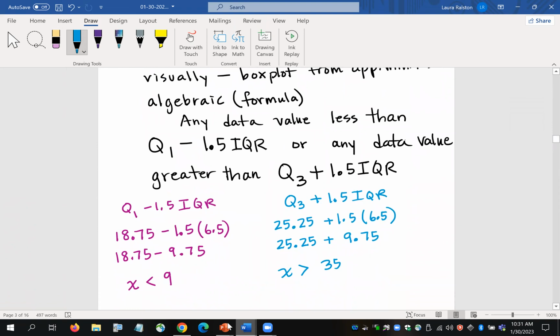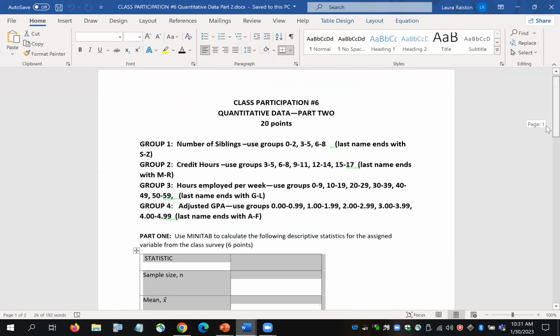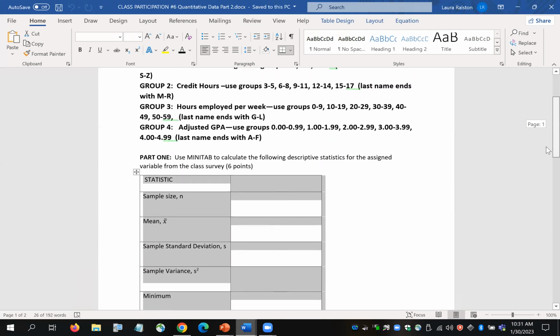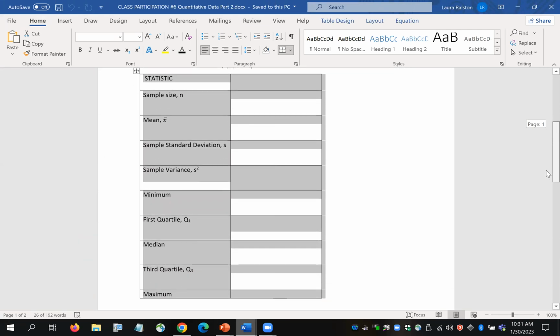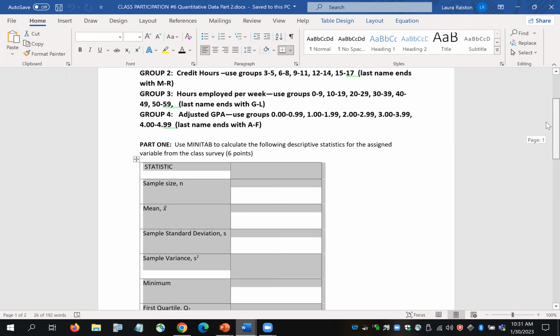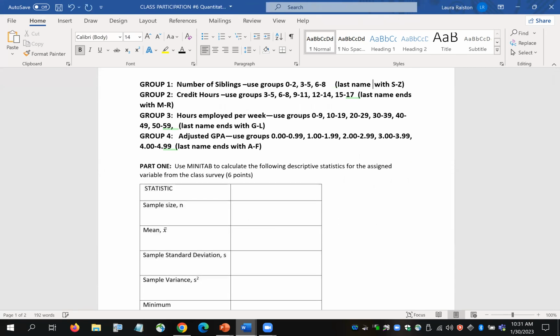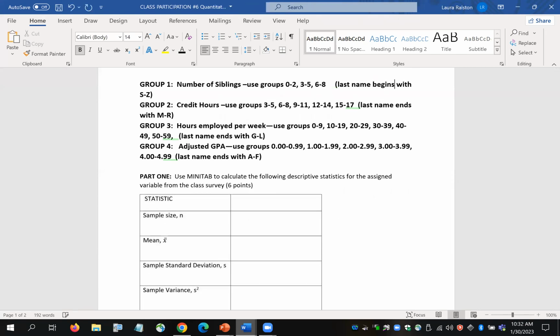Okay, let me make sure you understand. For class participation 6, you're going to calculate the descriptive statistics for the variable based on the value that your last name begins with. It's not ends, it begins. I'll have to fix that.